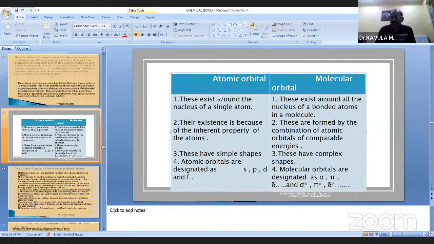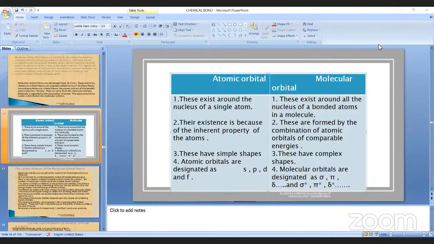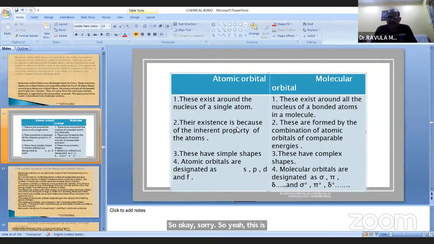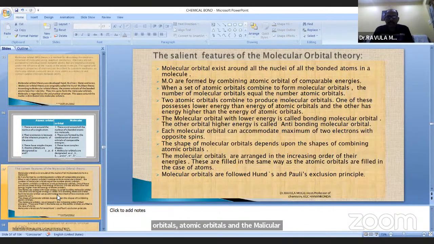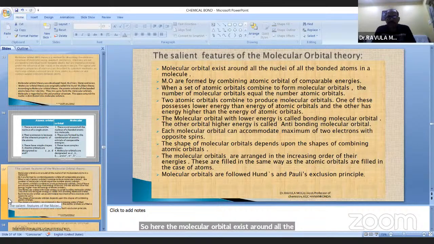So here, is it visible? Yes, sir, visible. Okay, sorry for the disturbance. This is regarding the differences between atomic orbitals and molecular orbitals. The important postulates regarding atomic orbitals and molecular orbitals: the molecular orbital exists around all the nuclei of all the bonded atoms in a molecule.